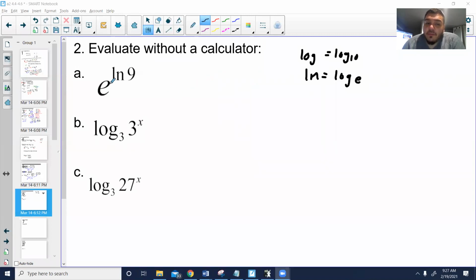So let's talk about the first one. e to the power of ln 9. Another way you could see this is e to the log base e of a normal 9. So there's two ways to look at it.